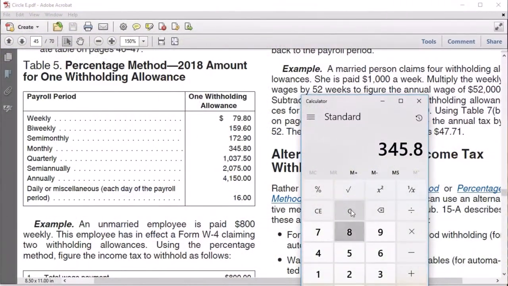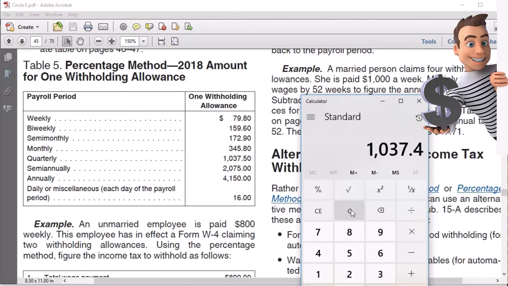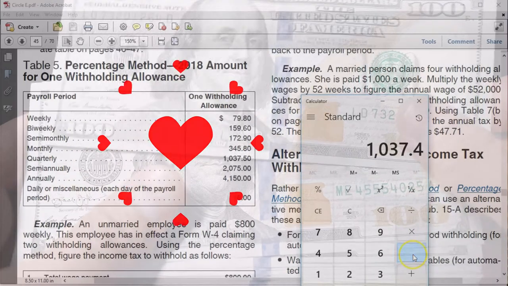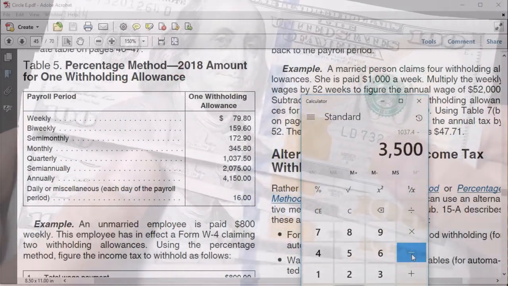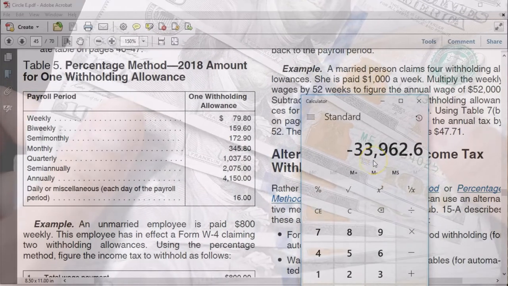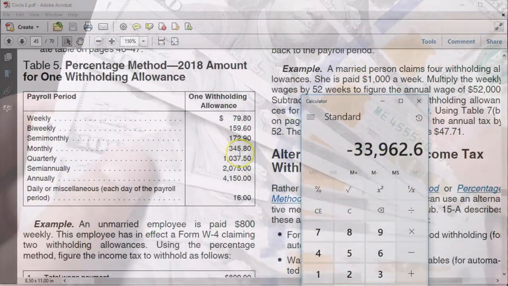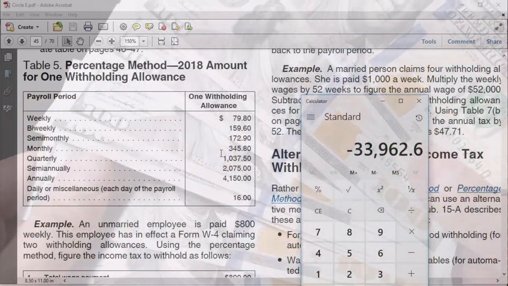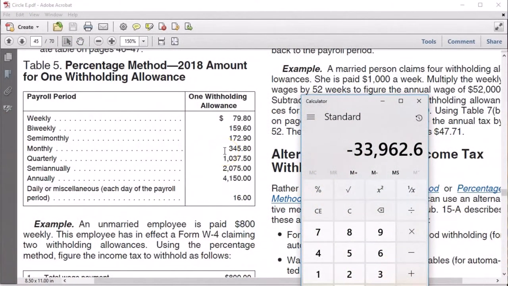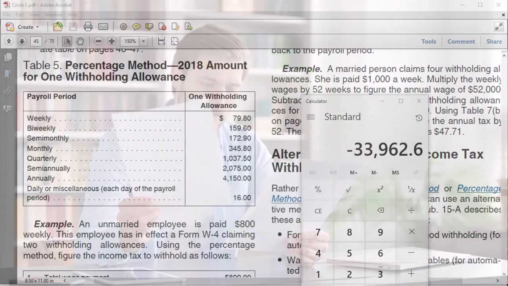So we're going to take this 345.8 times 3. That's going to give us the 1037.40. Now her total wages were 35,000, so we're just going to subtract that from 35,000. I'm going to get to a negative number, but I'm going to say minus the 35,000. And that'll give us the 33,962.60. That's going to be the wages that we're going to use to calculate this. So we subtracted out the allowances this way. We took the monthly allowance rate, 345.80, times the number of allowances, 3, subtracted it from her wages of 35,000 to get the 33,962.60. That's what we're then going to use.